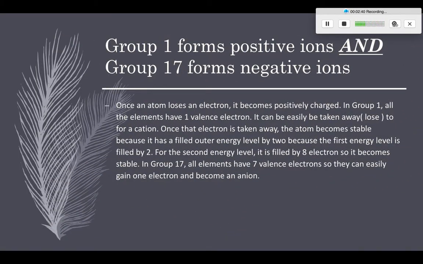Group 1 forms positive ions and group 17 forms negative ions. Once an atom loses an electron, it becomes positively charged. In group 1, all the elements have 1 valence electron. It can be easily taken away, which means lost, to form a cation. If that electron is taken away, the atom becomes stable because it has a filled outer energy level: the first energy level is filled by 2, and the second energy level is filled by 8 electrons, so it becomes stable. In group 17, all elements have 7 valence electrons, so they can easily gain 1 electron and become an anion.